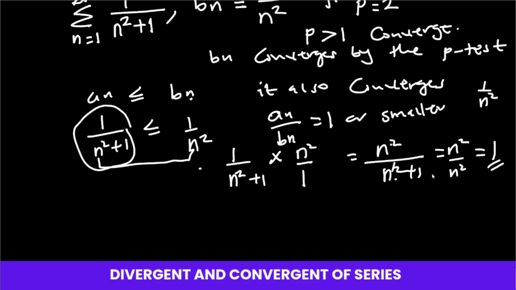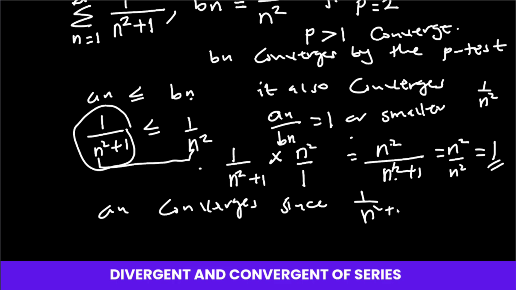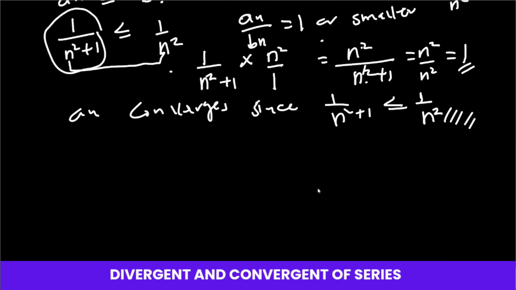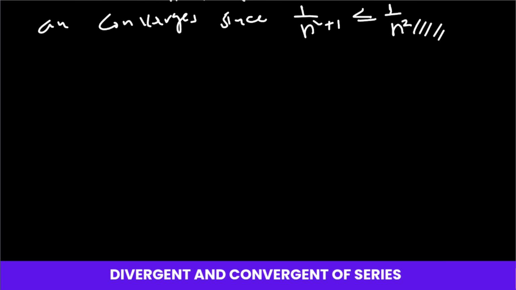Since it is equal to 1, then it means that they are equal, right? If they are equal, then we can conclude this is less than or equal to, for it to converge. We can say that An converges, since 1 over n squared plus 1 is lesser than or equal to 1 over n squared. Okay. So that is actually the concept of convergence. Okay. Now let's move on to another example.